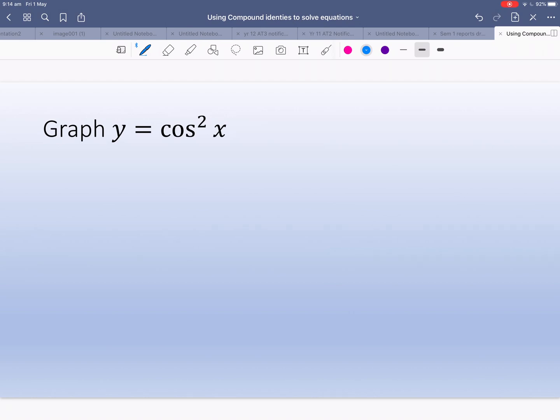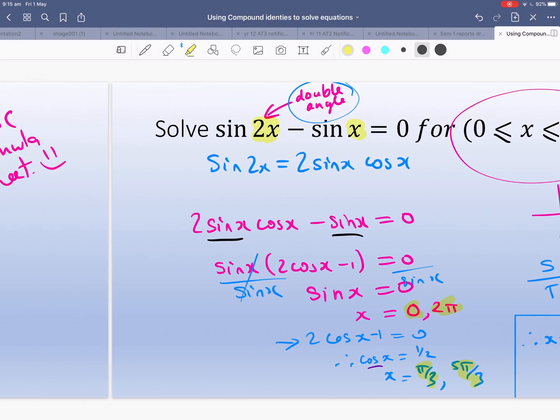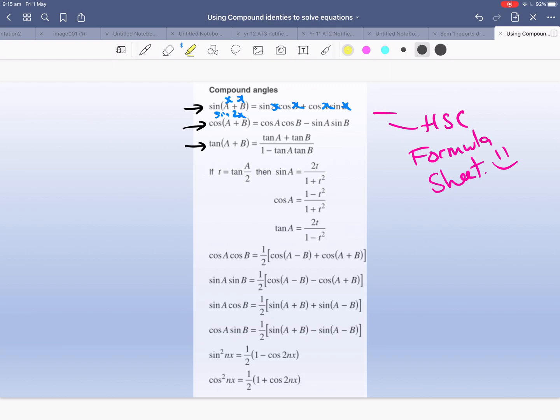All right, let's graph this one. What I'm going to use for this one is this identity here that says cos squared x is equal to 1/2 plus 1/2 cos 2x. Because of this 2, you guessed it, it comes from another compound formula. If we put in x and x here, you'll get it. But you can see it's the same equation as this one down here.